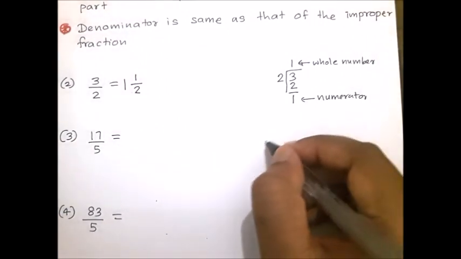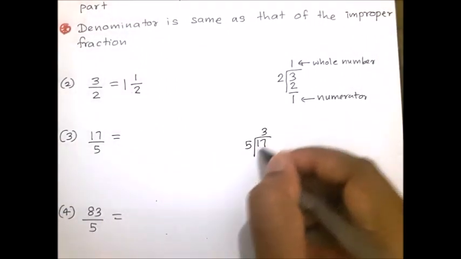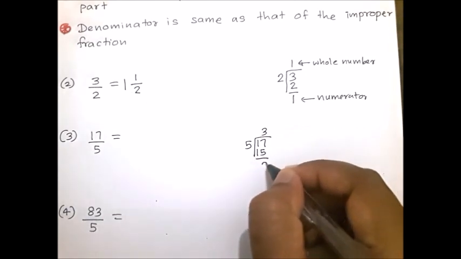Look at third one. 17 divided by 5. 5 times 3, 15 and remaining 2.